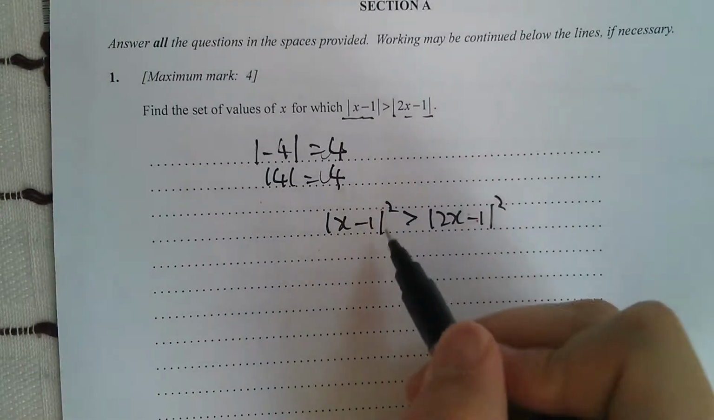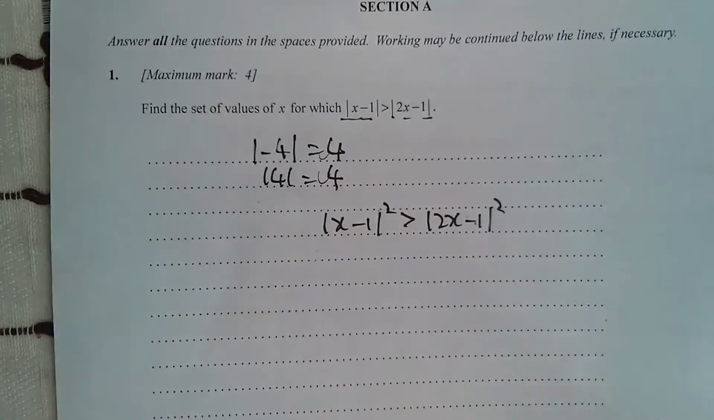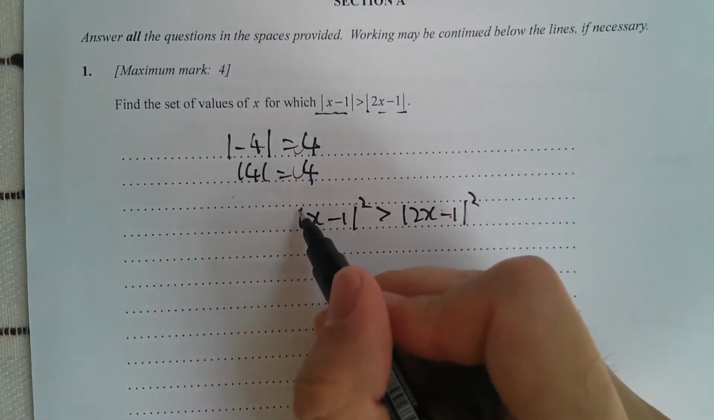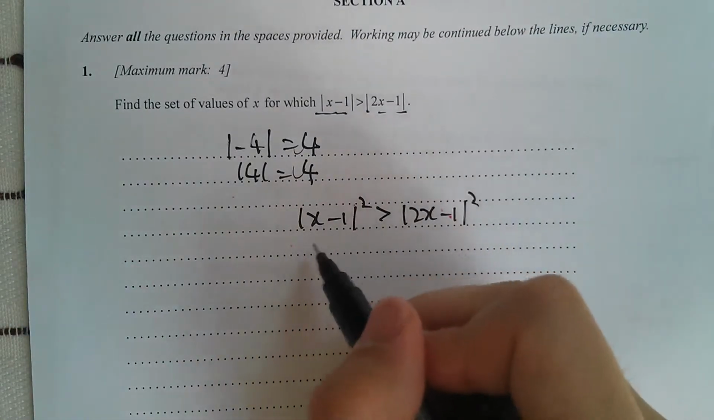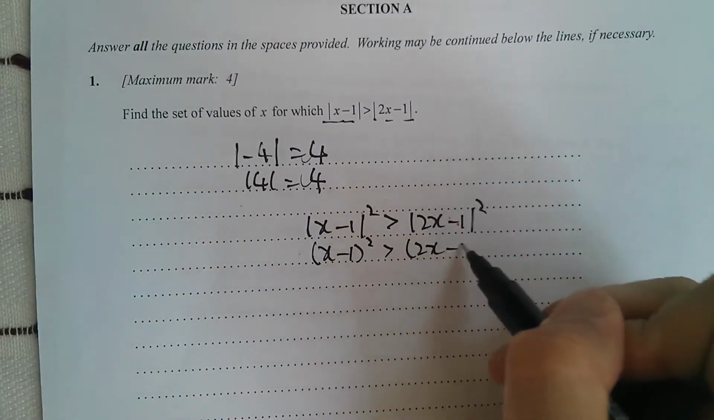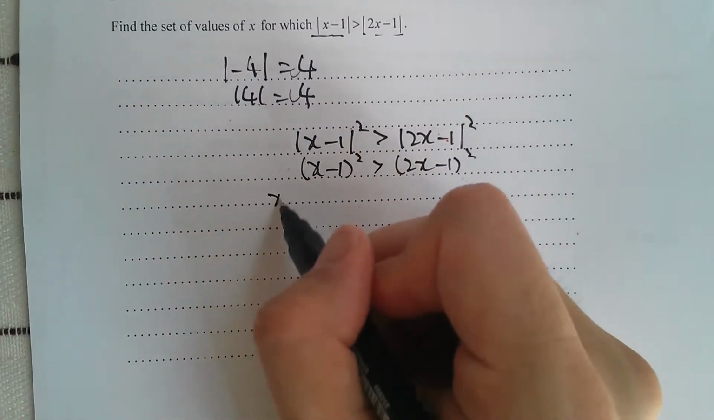Therefore, if you have the square, the absolute value is kind of useless because the function would have been duplicated anyway. Therefore, if you have an absolute value and you square it, the absolute value could be taken away. This is the good thing. After this, it's just easy to expand this.